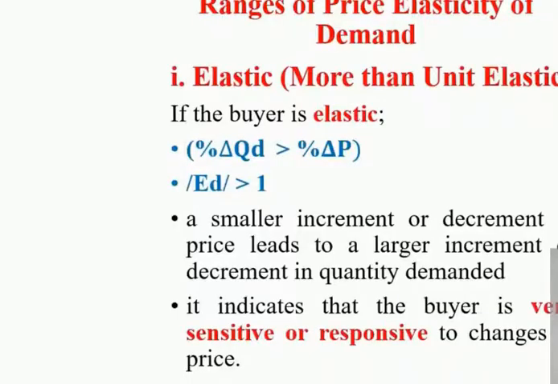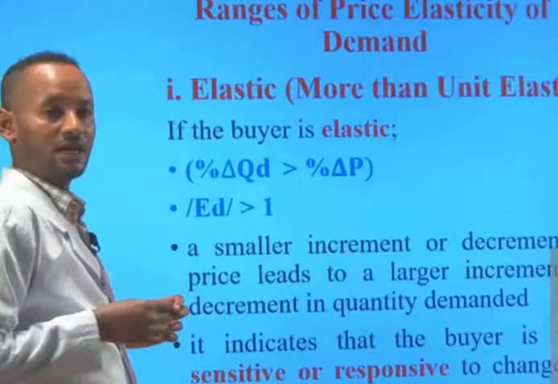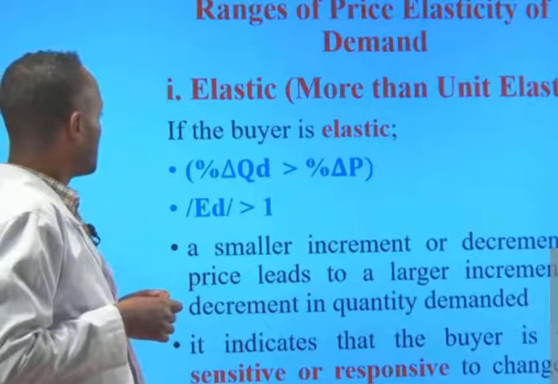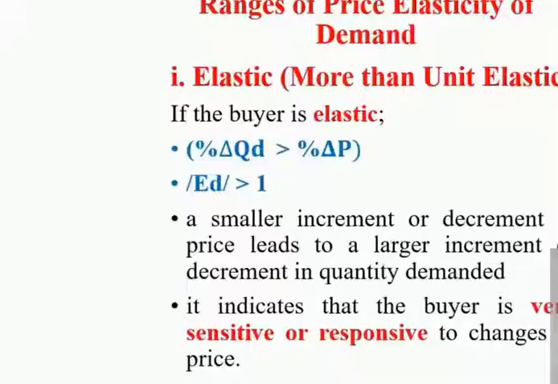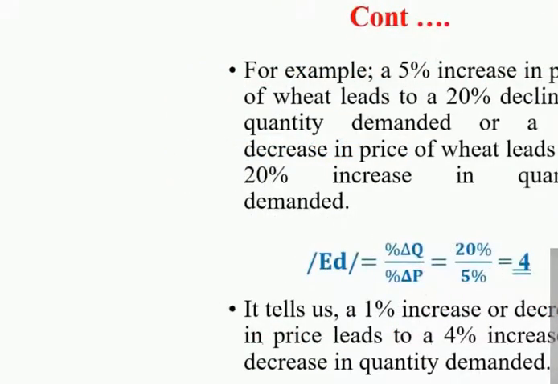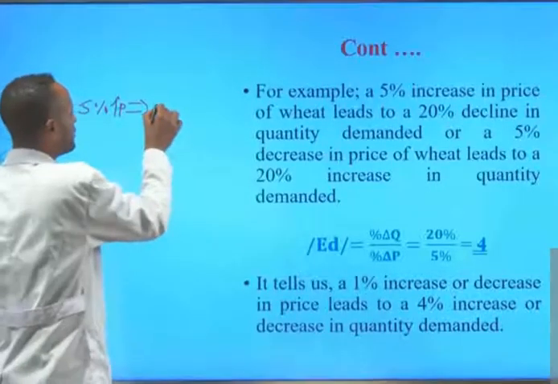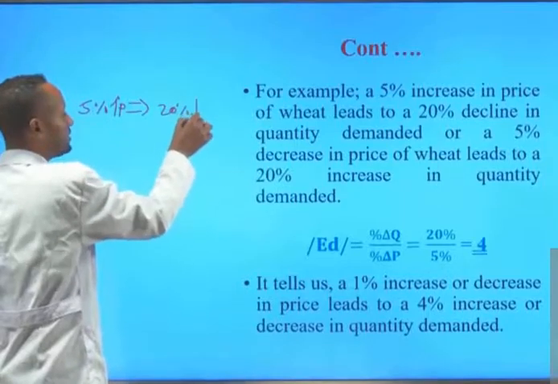Mathematically, after calculating the price elasticity of demand, if you get a price elasticity of demand value which is greater than 1, then you can consider the buyer as elastic or more than unit elastic. For example, a 5% increase in the price of wheat leads to a 20% decline in quantity demanded. A 5% increase in the price of a commodity is a little increment in price, but the resulting decrement in quantity demanded is more than the increment in price, which is a 20% decline in quantity demanded.